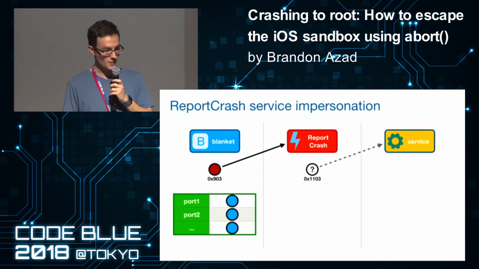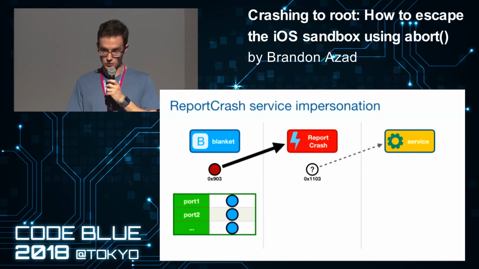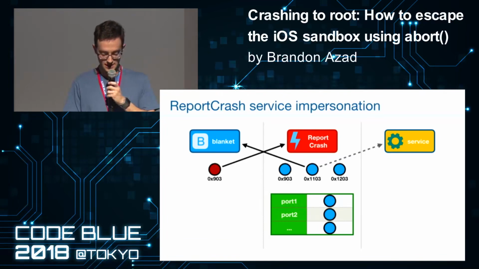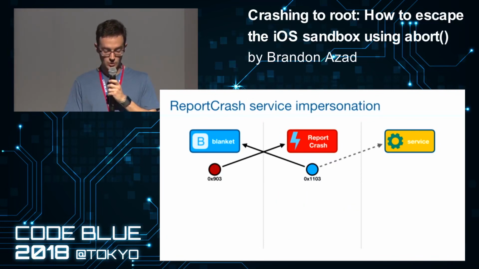We generate a new mock message containing a whole bunch of ports that we own, and then we send that to report crash. When report crash receives that message, the ports will enter report crash's IPC namespace, and one of them will reuse the name that originally referred to the service. At this point, report crash does not know that the service port was changed. Any messages that report crash sends that are intended for the service will instead be sent to us, allowing us to man in the middle report crash's connection with the service.